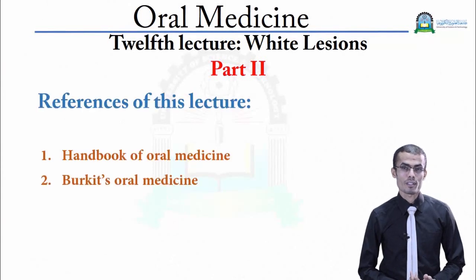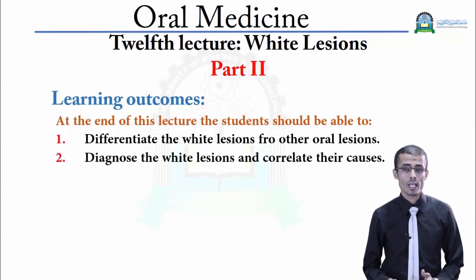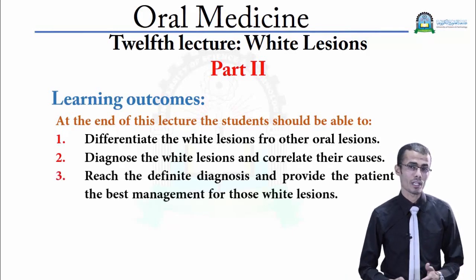The references of this lecture: Handbook of Oral Medicine and Burket's Oral Medicine. At the end of this lecture, the student should be able to differentiate the clinical findings of white lesions from the other oral lesions, and also should be able to diagnose the lesions which are presented in the oral cavity as white lesions and correlate their causes and risk factors with the differential and definite diagnosis.